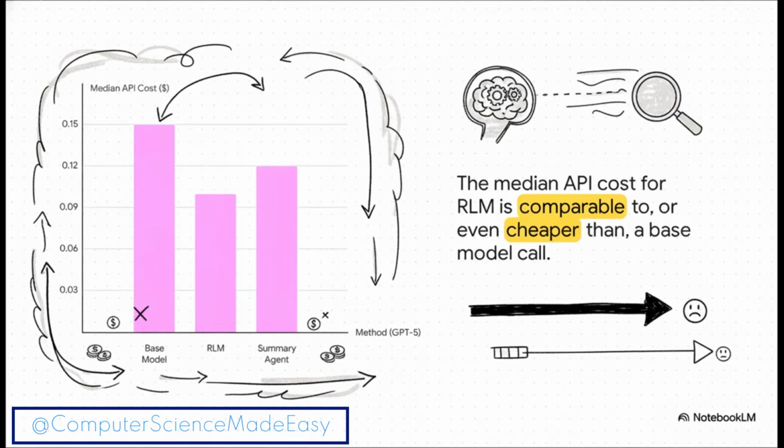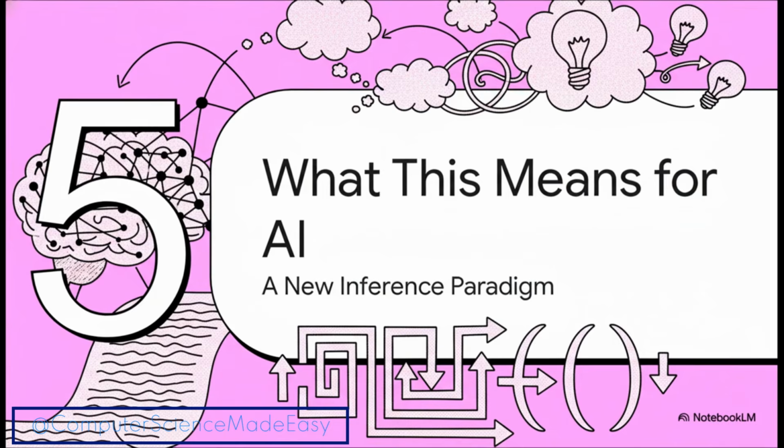And here's the kicker. You'd think this dramatic performance boost would come with a crazy high price tag, right? Well, incredibly, that's not necessarily the case. Because the model is so much smarter about what it chooses to process, the median API cost is often comparable to, or get this, even cheaper than just trying to brute force the whole prompt into the base model. It's not just more effective, it's actually more efficient. Wild.